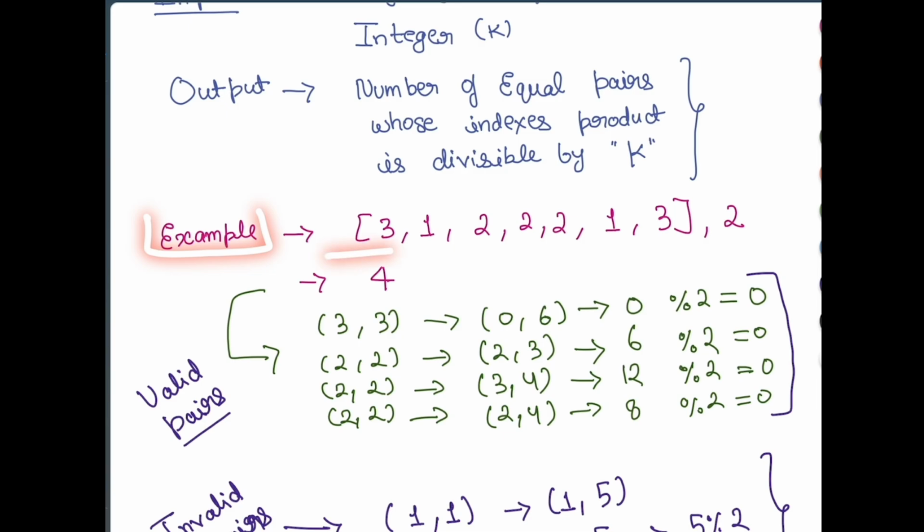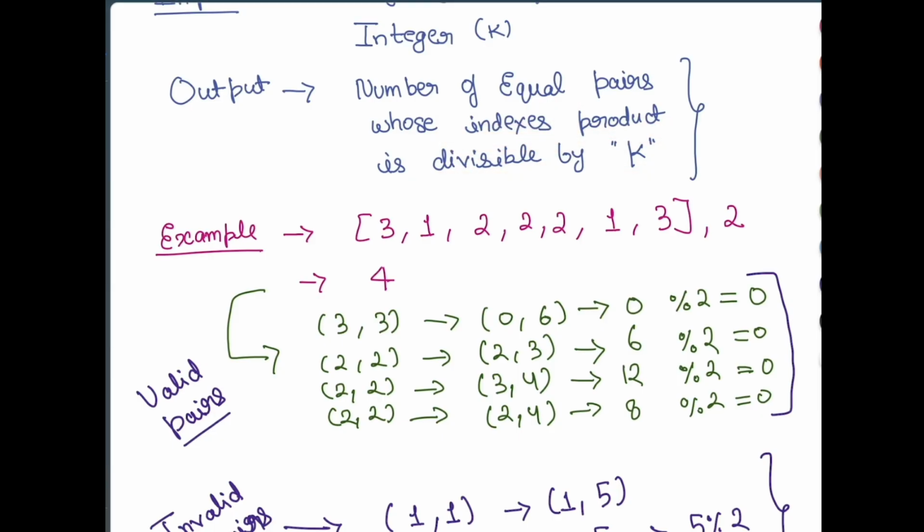So this is one of the example inputs we have, this is our array, and we have a k which is equal to 2. The number of elements in my array are 1, 2, 3, 4, 5, 6 and 7. So we have 7 elements in our array, and the output in this scenario is 4. It means that we have 4 equal pairs in our array, and those equal pairs have their indexes at such a place that the product of those indexes is divisible by k.